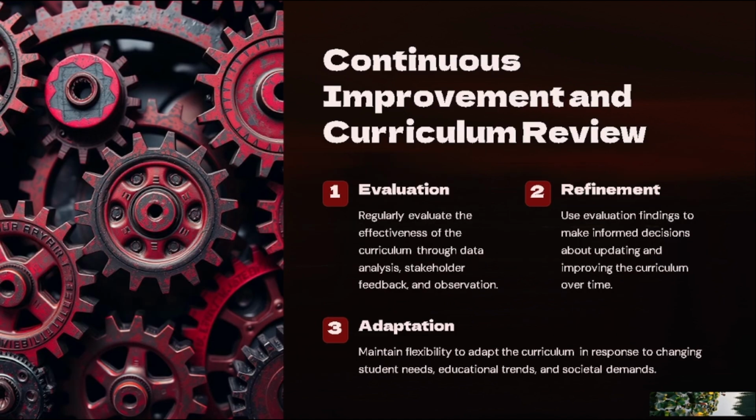Continuous improvement and curriculum review. Evaluation. Regularly evaluate the effectiveness of the curriculum through data analysis, stakeholder feedback, and observation. Refinement. Use evaluation findings to make informed decisions about updating and improving the curriculum over time. Adaptation. Maintain flexibility to adapt the curriculum in response to changing student needs, educational trends, and societal demands.